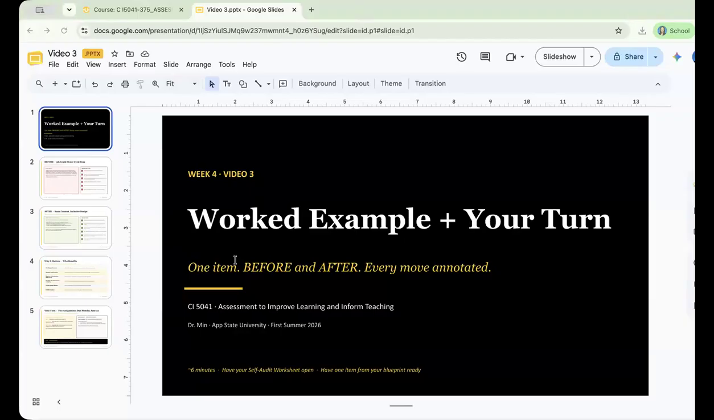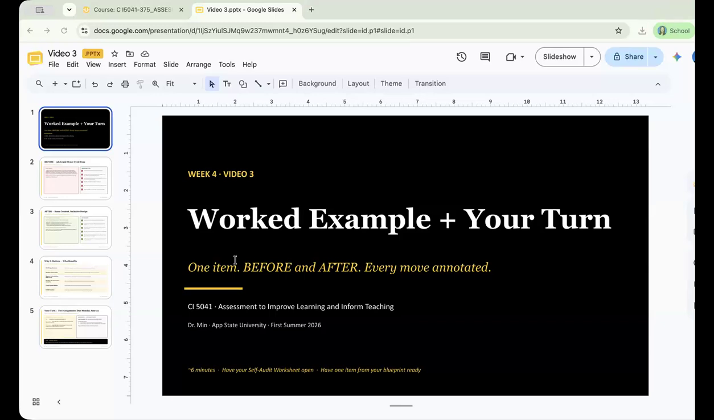Welcome to video 3, the last video for week 4. This one is the most concrete. We're going to walk through a complete worked example. I will show you a fictional 5th grade science assessment item. You will see what's wrong with the before version. Then I will show you the after version, and we will go through every single change with an annotation that names which lens drove the move.